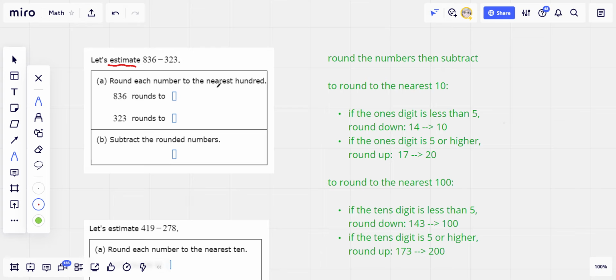So the trick here, the one thing to look out for, is that sometimes they'll tell you to round to the nearest 100 or maybe the nearest 10 or maybe the nearest 1,000. So you have to be paying attention to that. In this one, we are being asked to round to the nearest 100.